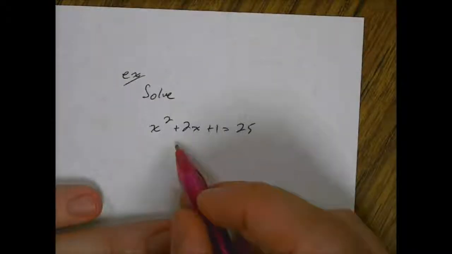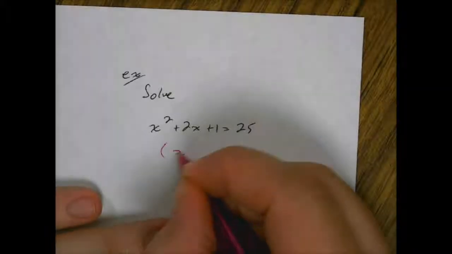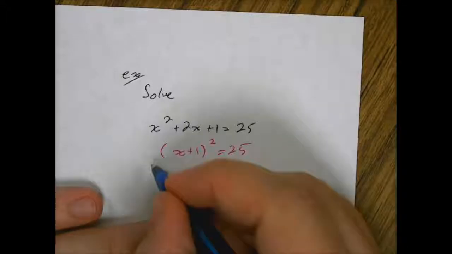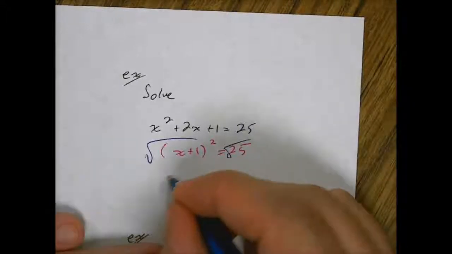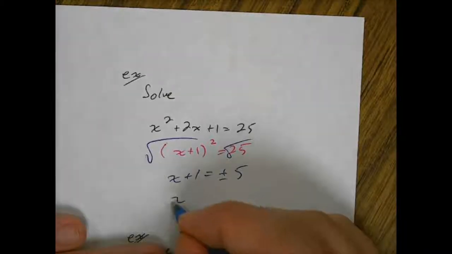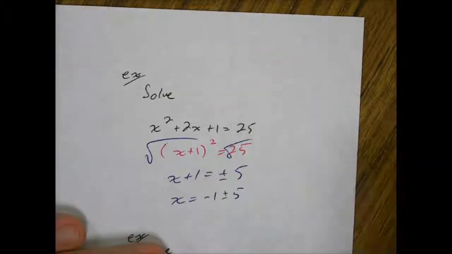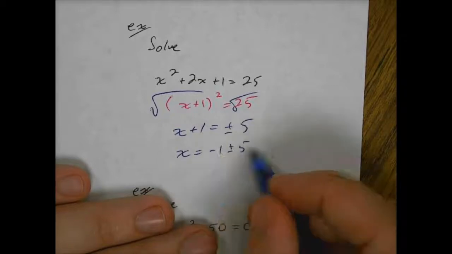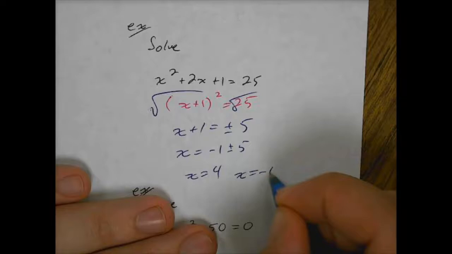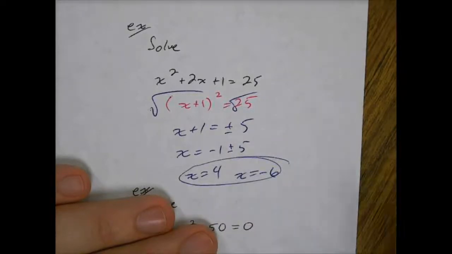If I take this and I can factor this as x plus 1 squared is 25, then I can take the square root of both sides. So I have x plus 1 is plus or minus 5. Subtract the 1, so I have negative 1 plus or minus 5. And then negative 1 plus 5 would give me a solution of 4. And negative 1 minus 5 would give me a solution of negative 6.